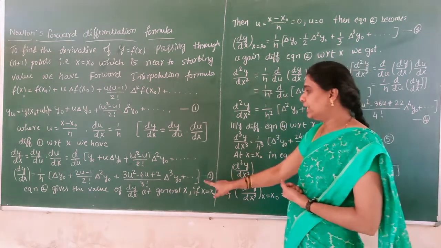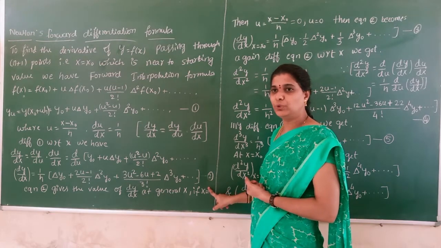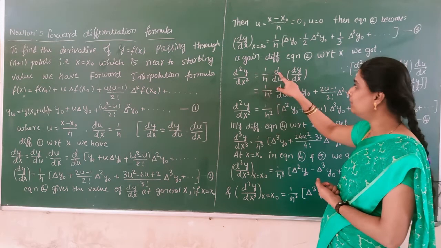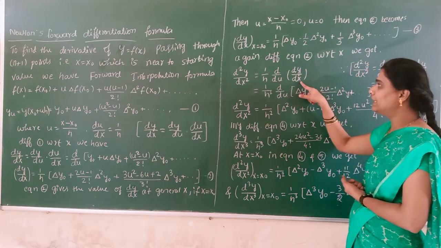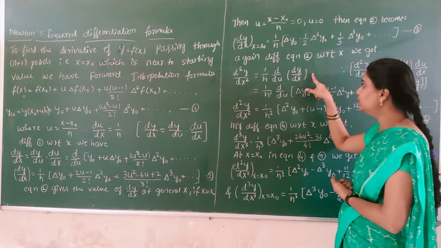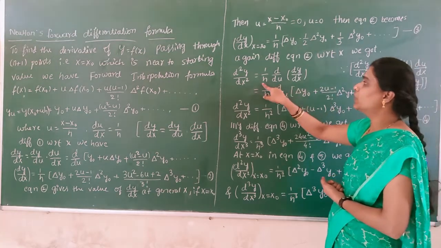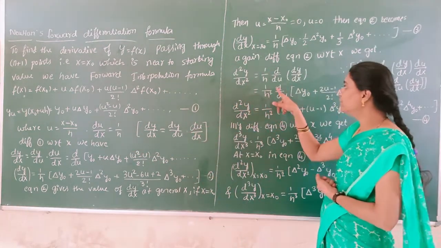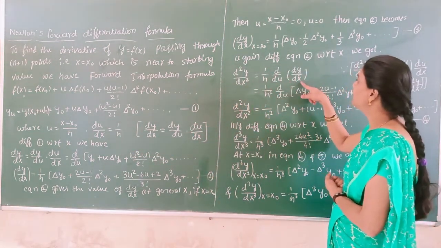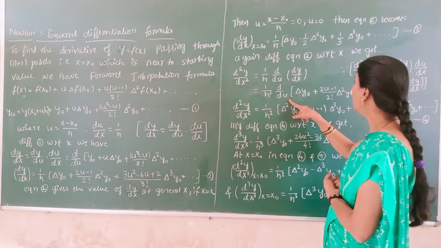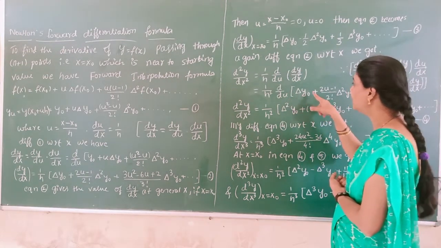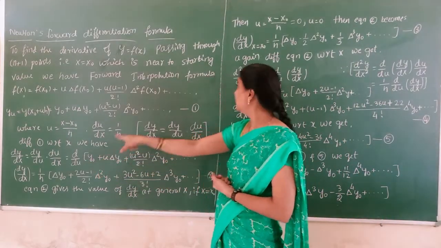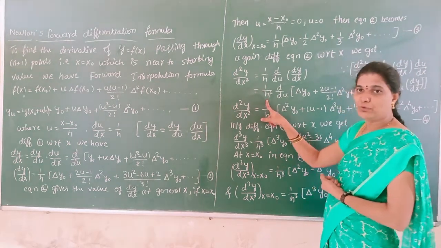Again, we have to differentiate equation number 2 with respect to x. We will get the value d square y by dx square. As you know, d by du of dy by dx, the first order derivative, into du by dx, which I have already written as 1 by h. Now again take the derivative of dy by dx, so d by du of dy by dx, which is our equation number 2. 1 by h is common, and 1 by h into 1 by h becomes 1 by h square.